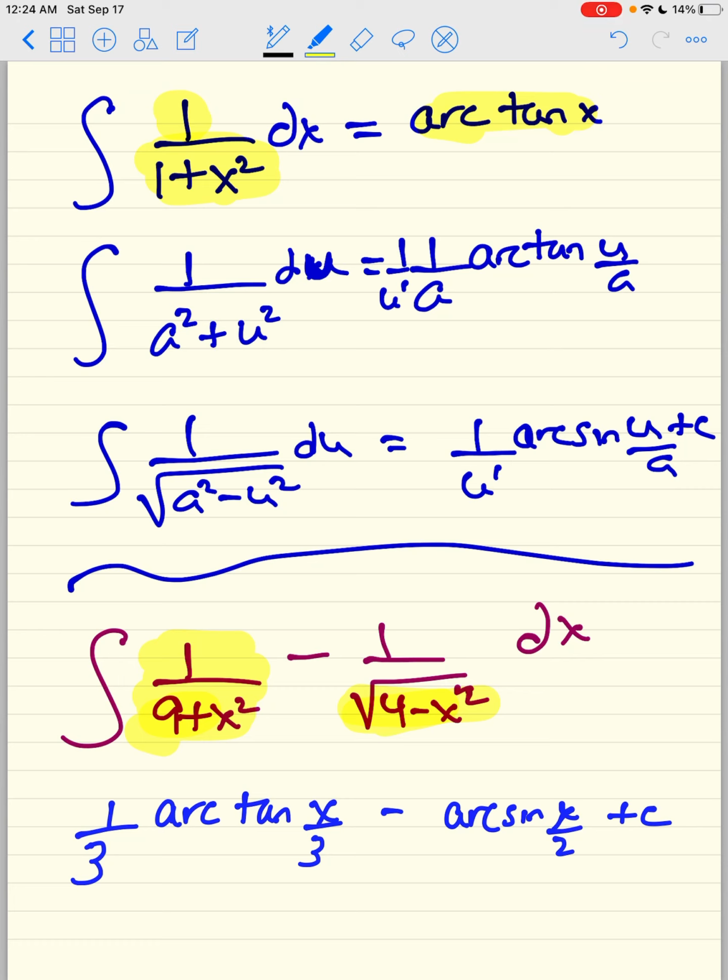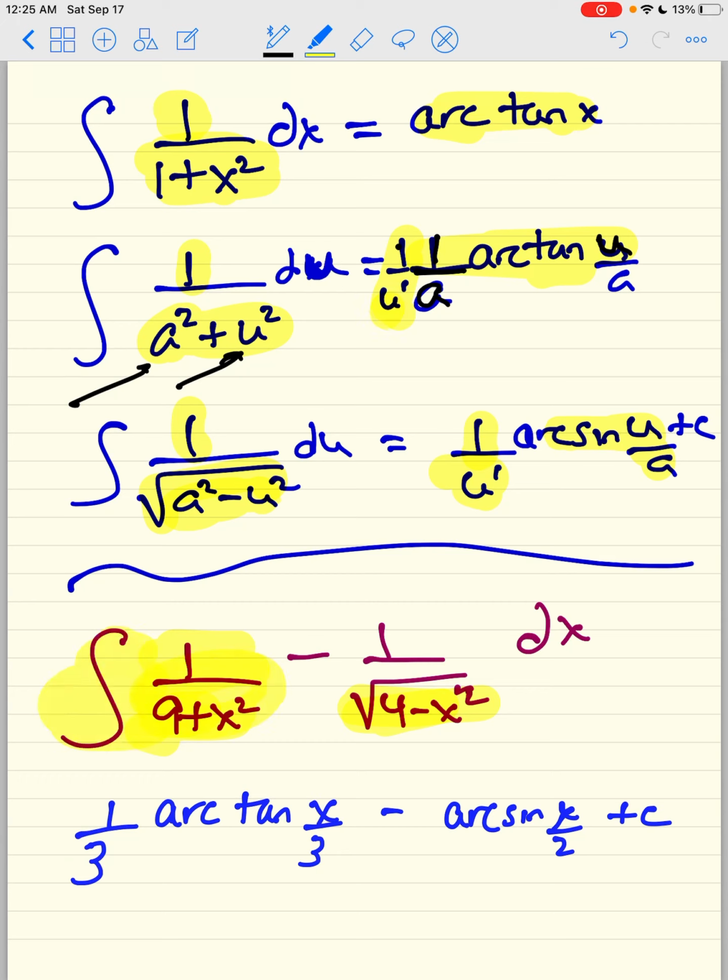Generally speaking, 1 over a squared plus u squared is arctan. You take the square root of this one here, that's an a, and you go 1 over a, and you take the square root of this one here, and that's your u. So it's going to be 1 over a arctan u over a, and then don't forget the 1 over u prime in the beginning. Similarly, for arcsine, it's going to be 1 over the square root of a squared minus u squared, so it's going to be arcsine u over a, and then 1 over u prime. The difference between arctan and arcsine is that there's no 1 over a for arcsine.